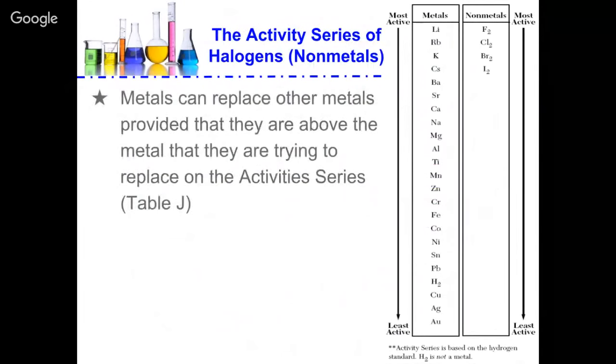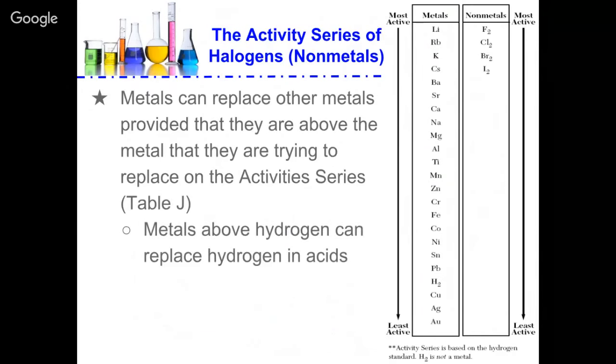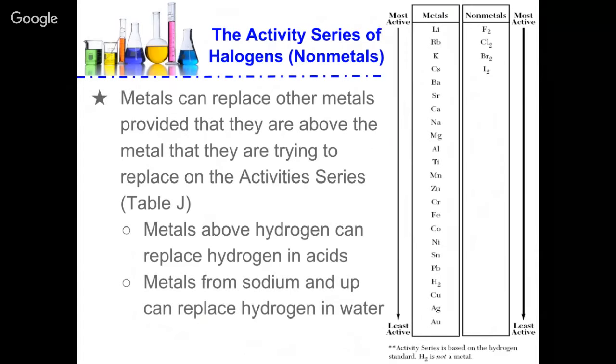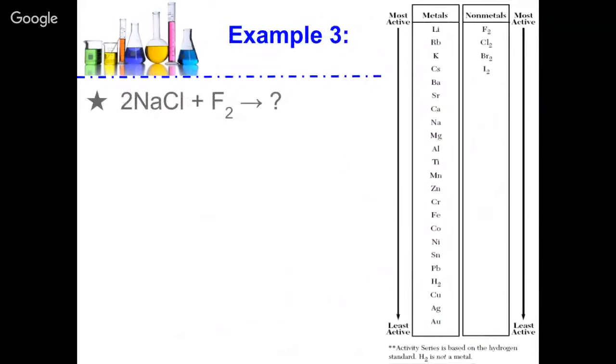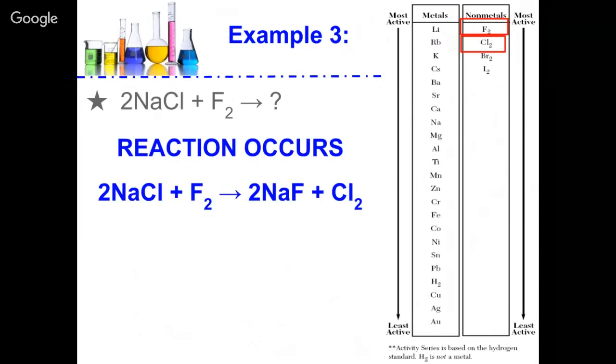Now let's look at the non-metals. Let's look at our halogens: fluorine, chlorine, bromine, and iodine. Again, metals can replace other metals provided that they are above the metal they're trying to replace in the activity series, so metals above hydrogen and then metals above sodium. But for this case, we're going to be looking at our non-metals. So we have NaCl and F2. F and Cl are going to be the ones that replace. Cl is right here, F is above it, so F is more reactive and is replacing chlorine. That reaction will happen, and we'll get sodium fluoride and chlorine gas.